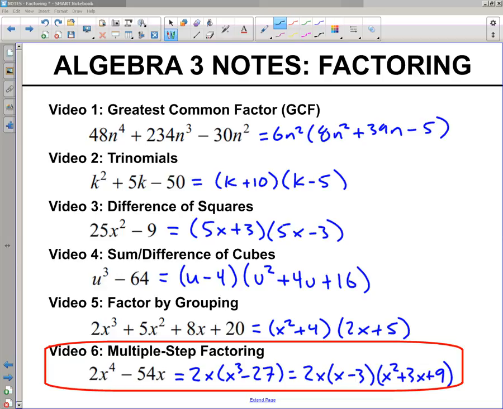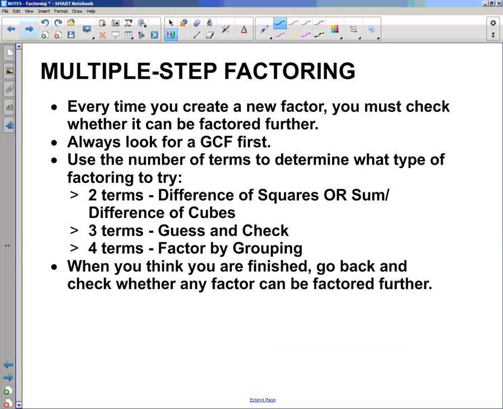Let me give you some basic guidelines for this. The first couple of these are really important. Anytime you're factoring and you create a new factor, so you pull something out or you take a factor and split it into two factors, you must check any new factor that you've created to see whether it can be factored further. Now, factoring in general, you're always going to want to look for a GCF first. So it's really important. Go ahead and check for a GCF first.